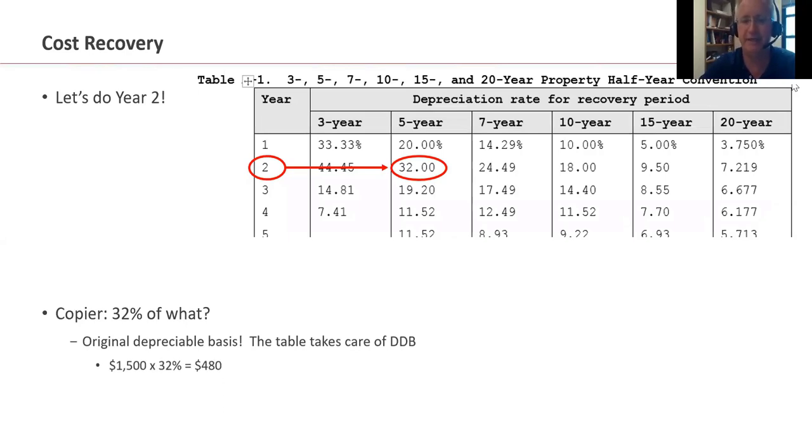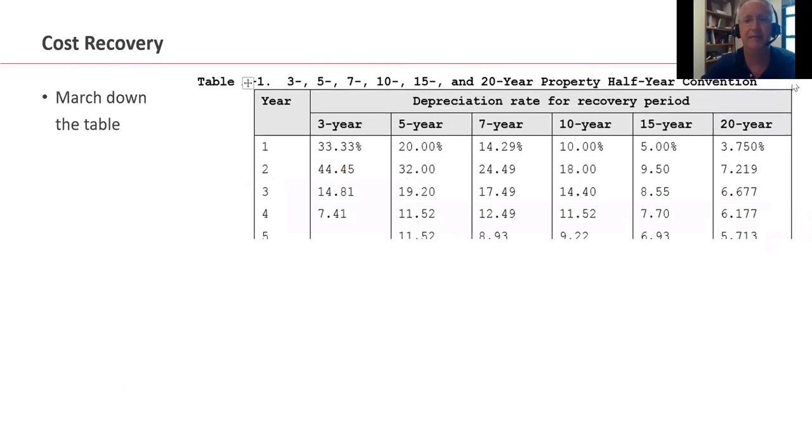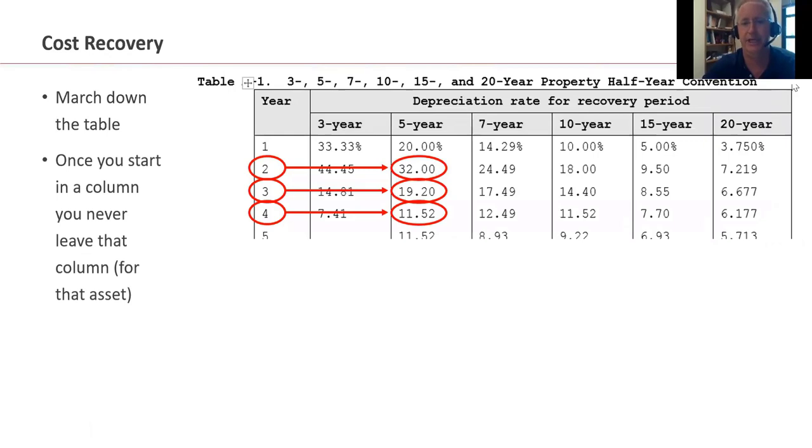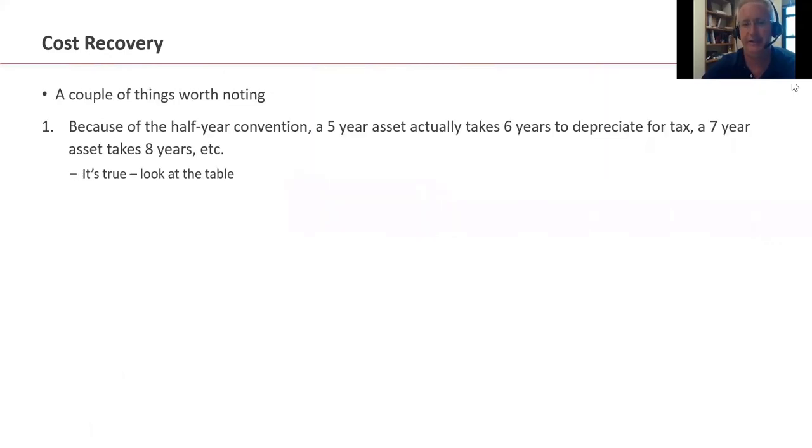So you take $1,500 for the copier, multiply it by 32%, that's $480. The computer, $3,000 times 32%, that's $960. If it were 7-year property, it would all be multiplied by 24.49% from the table. All right, so think of the rule here as kind of like when you start in a column, you just stay in a column until it's fully depreciated. You don't ever leave that column for any particular asset. Once you start in it, you finish in it.